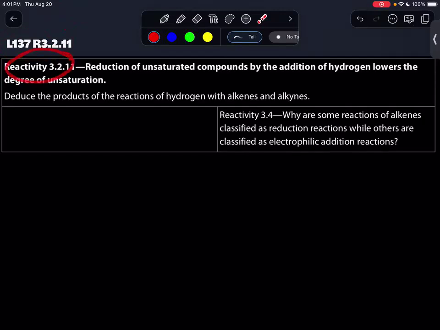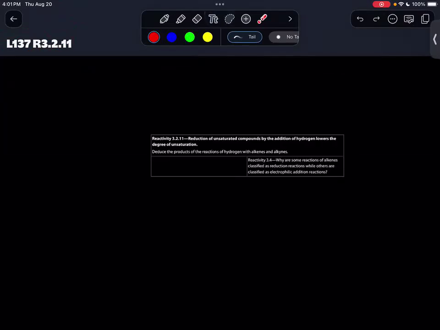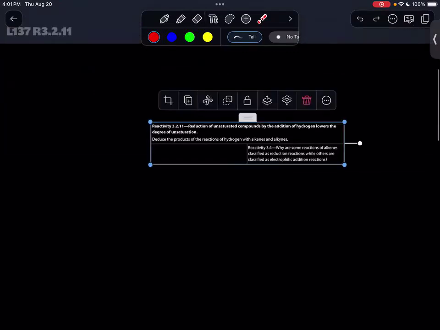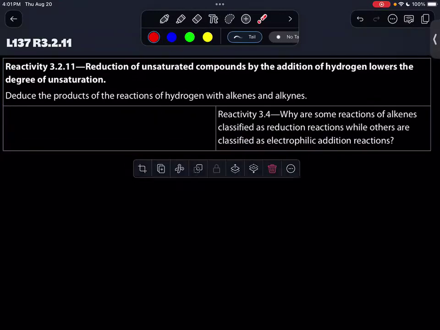Today we're going over reactivity 3.2.11. This covers a reduction of unsaturated compounds by the addition of hydrogen that lowers the degree of unsaturation. So we're going to do some products of the reactions of hydrogen with alkenes and alkynes.